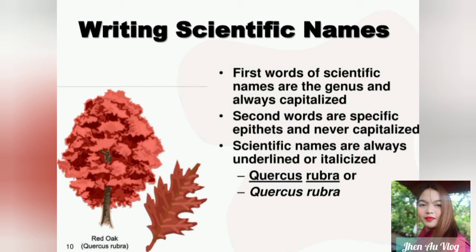and if you're using software or Word on your computer, you can italicize. You are not going to underline the genus and the species at the same time. So, Quercus rubra. Rubra means red.